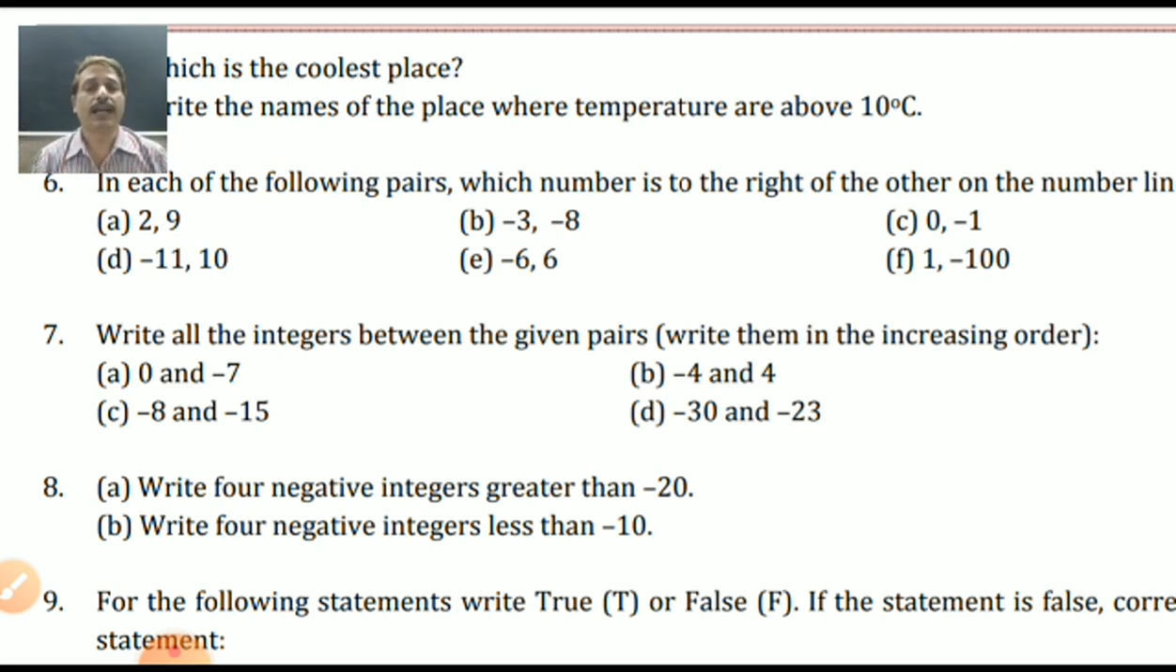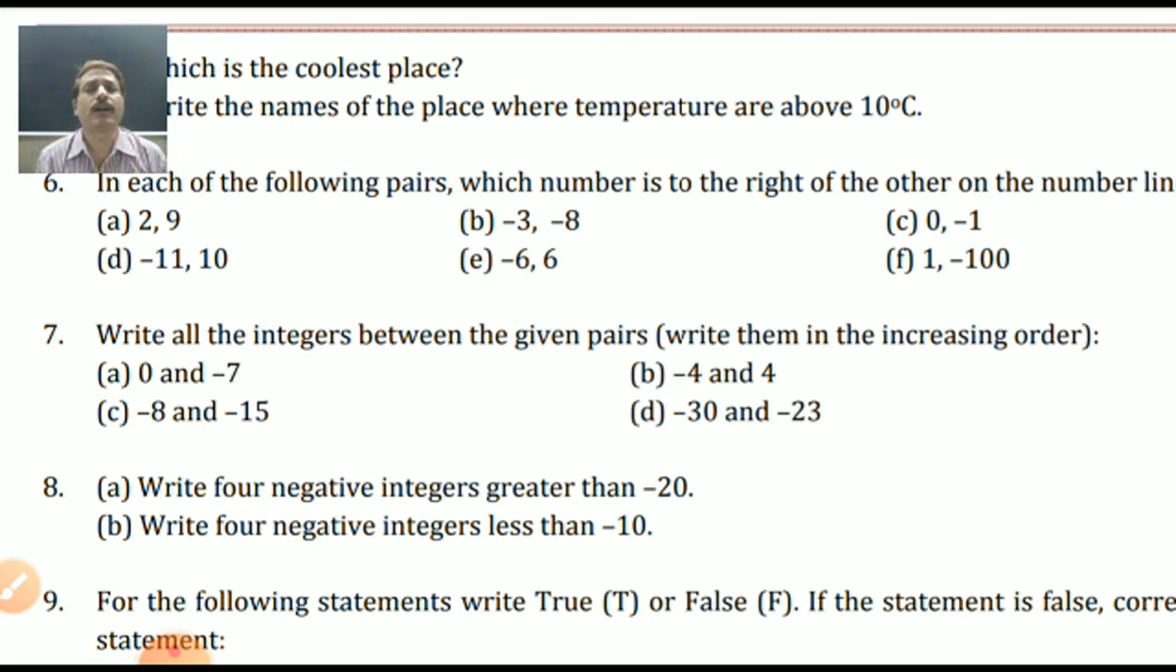Understood? Correct. 8th question. Write 4 negative integers greater than minus 25. Infinite numbers are there. You can write any numbers. But they are saying negative greater than minus 20. Yes, my dear student, be careful. Don't start from minus 21, minus 22, minus 23. Minus number greater, that means we have to write smaller number. Minus 19, minus 16, minus 14, minus 8. These are greater than minus 20. Yes. Write 4 negative integers less than minus 10. Yes, this time you have to write a bigger number than minus 10. Minus 15, minus 20, minus 13, minus 24, etc.